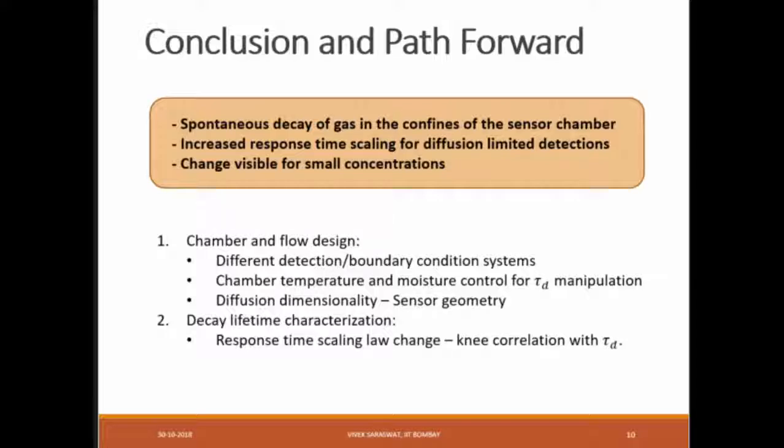And yeah, this I already discussed. The decay lifetime characterization can be done by a response time versus ambient concentration study, and the knee position is correlated to the decay constant of the gas itself.